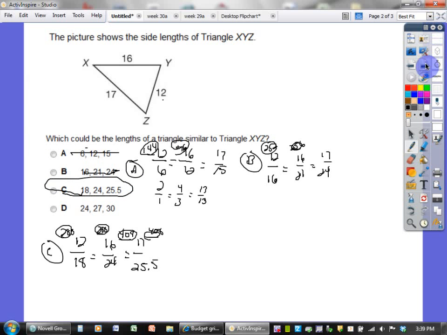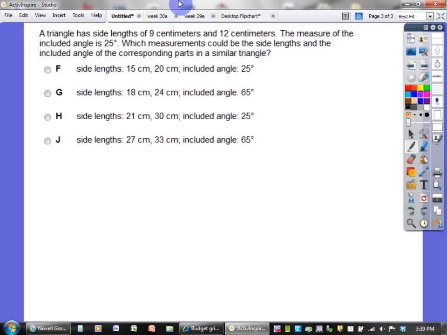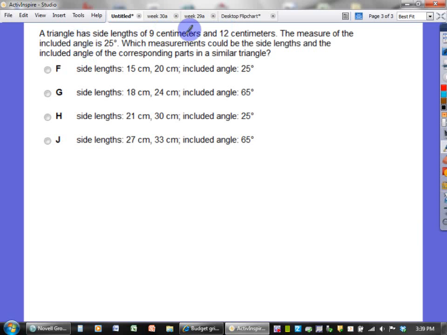And if we look at one more of this type of question, this one's a little bit interesting, in that we only have two side lengths. A triangle has side lengths of 9 centimeters and 12 centimeters. The measure of the included angle is 25 degrees. Which measurements could be the same side lengths and the included angle of the corresponding parts in a similar triangle?